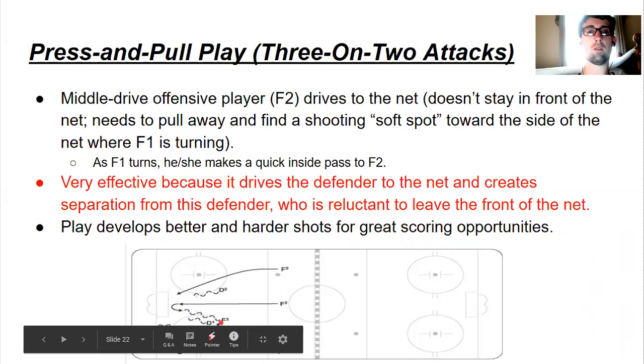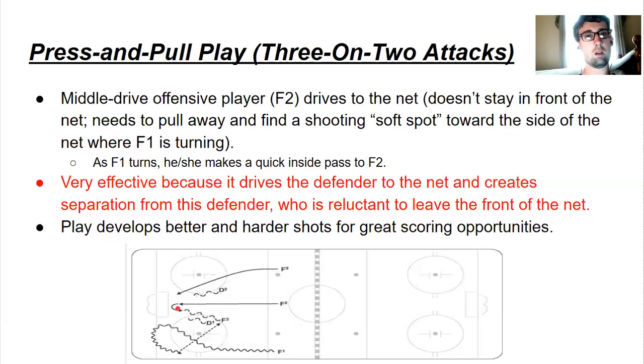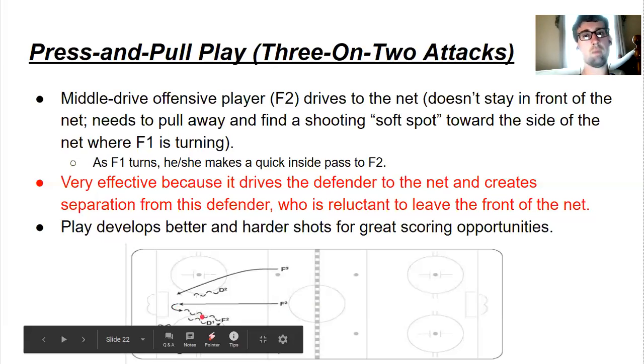F2 is down here. And he drives to the net. Needs to pull away and find a shooting soft spot. So he's pulling away. He's waiting for F1 down here to turn.